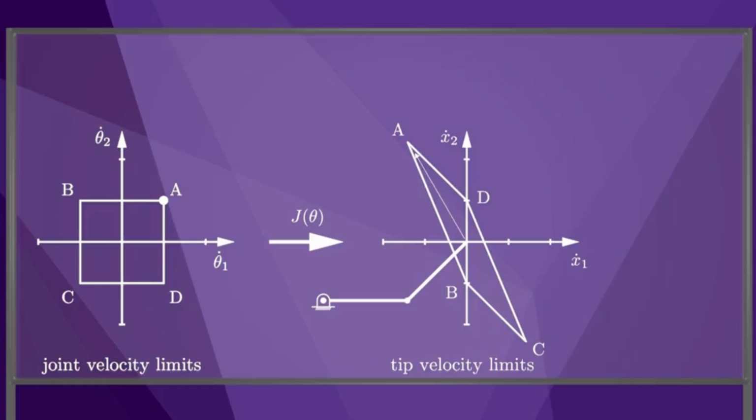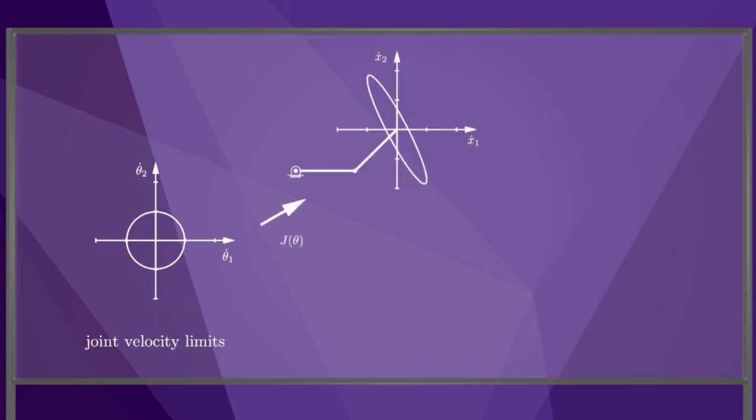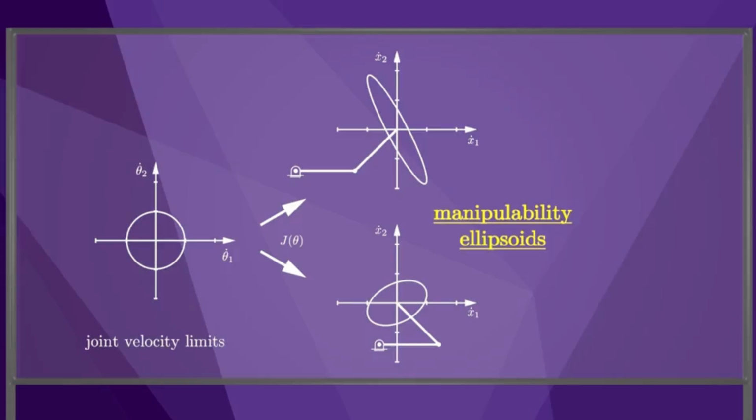Instead of a square of possible joint velocities, it is common to consider a circle, or more generally a sphere of possible joint velocities. This maps through the Jacobian to produce an ellipse, or more generally an ellipsoid of possible tip velocities. This ellipsoid shows that the robot can move fast up and to the left, but only slowly up and to the right. If the robot is at a different configuration, however, the ellipsoid can look very different. We call these ellipsoids manipulability ellipsoids. If the 2R robot is at a singularity, the ellipse collapses to a line segment.